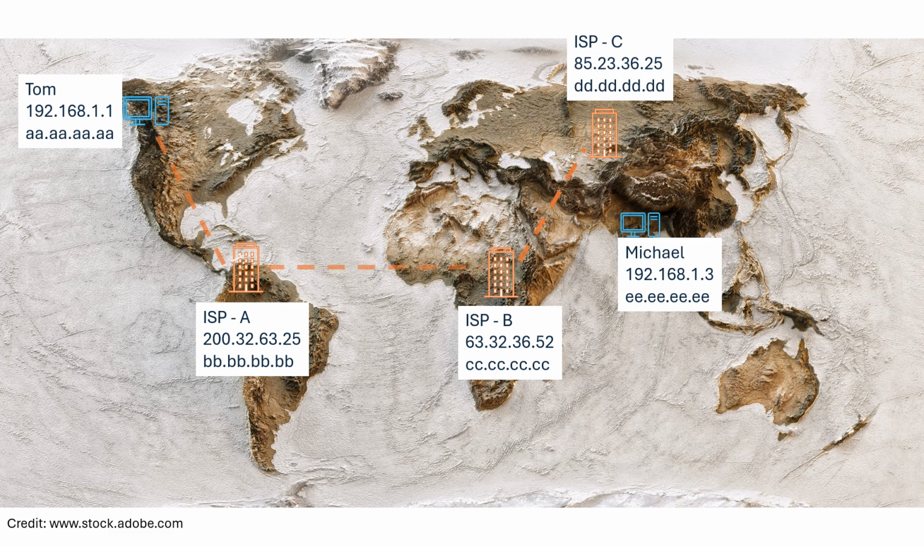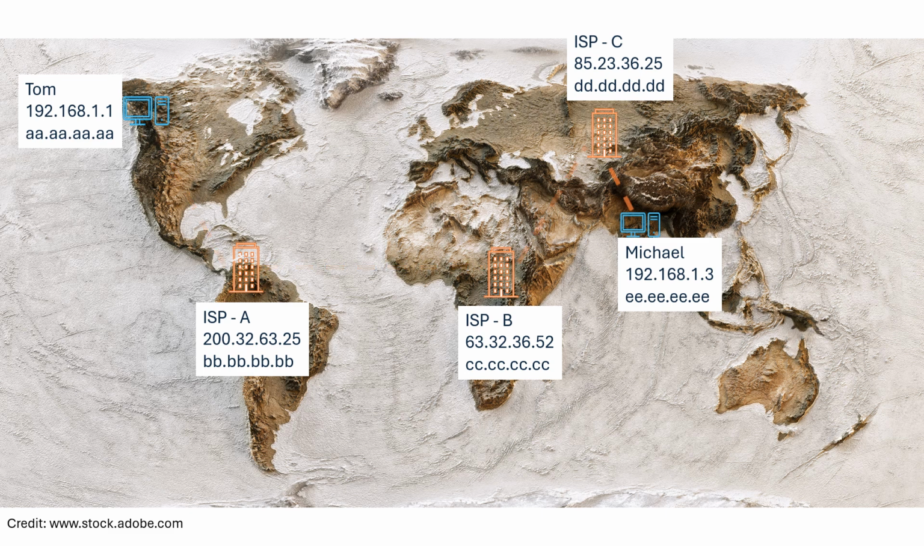Finally, when ISP C sends the data to Michael, it uses the source IP address of Tom, the destination IP address of Michael, its own MAC address as source, and Michael's MAC address as destination MAC address. Now, it is important to note that while data is being sent, information about which device is connected to which port gets stored on each of these routers so that it is easier to return information to Tom.